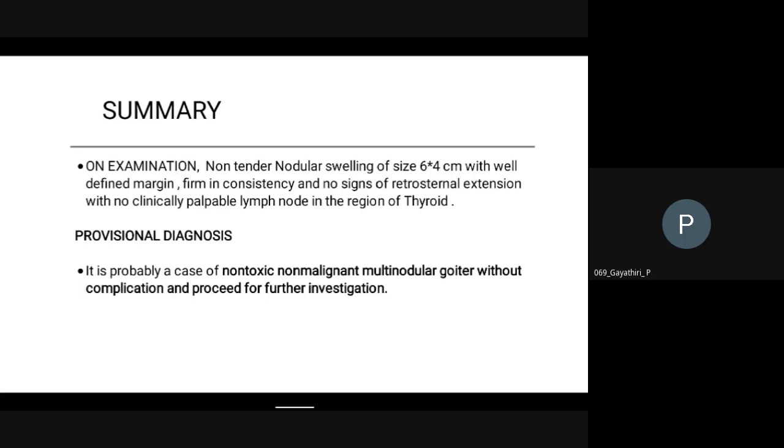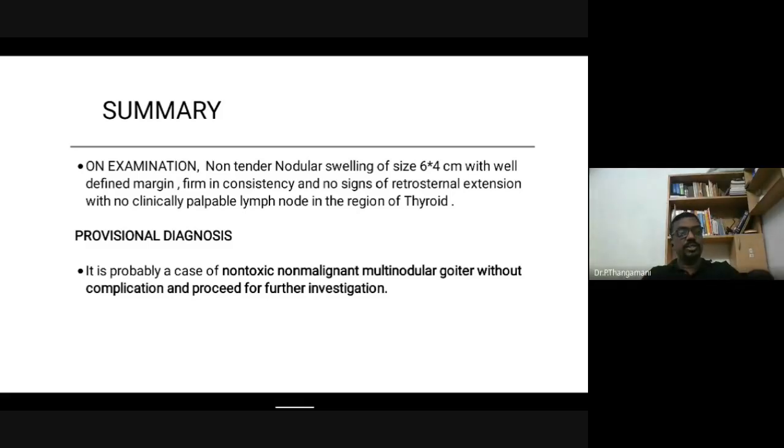On examination, non-tender nodular swelling of size 6 by 4 cm with well-defined margin, firm in consistency, and no signs of retrosternal extension and no clinically palpable lymph nodes in the region of the thyroid. Provisional diagnosis: it is probably a case of non-toxic, non-malignant multinodular goiter without complication, and proceed for further investigation, sir. One examination on a history summary.